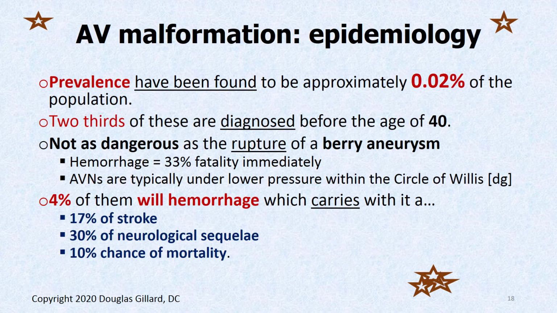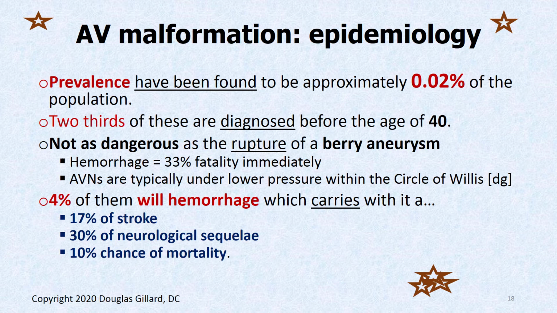Some more epidemiology. The prevalence of AVM is about 0.02% of the population, so twice as common as Marfan syndrome. 2/3 of these are diagnosed by the age of 40. They're not as dangerous as Berry aneurysms. 4% of them will hemorrhage, and that carries a 10% chance of morbidity. Remember, a Berry aneurysm hemorrhaging carried a 33% fatality rate.